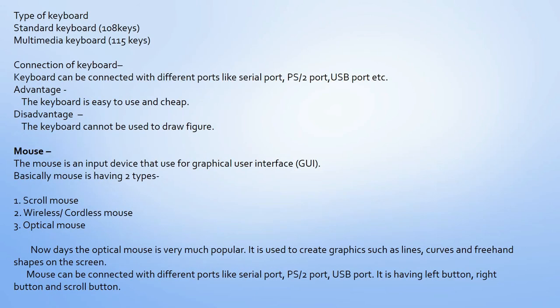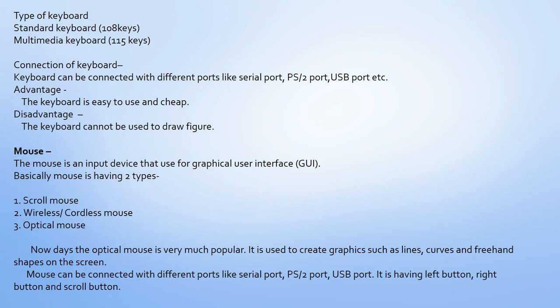Okay, now next one is the different types of keyboards. Types of keyboard are basically divided into standard keyboard and multimedia keyboard, which consist of 108 keys and 115 keys. Okay, now connection of the keyboard. How should the keyboard be connected to the system? The keyboard can be connected with different ports like serial port, PS2 port, USB port, etc.